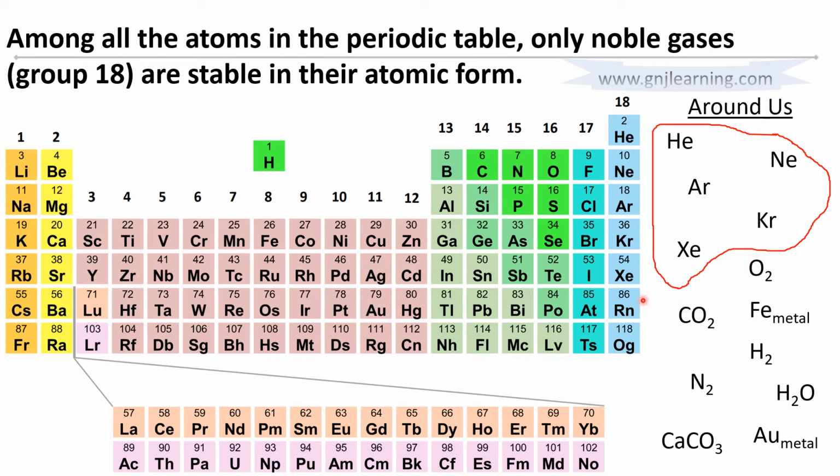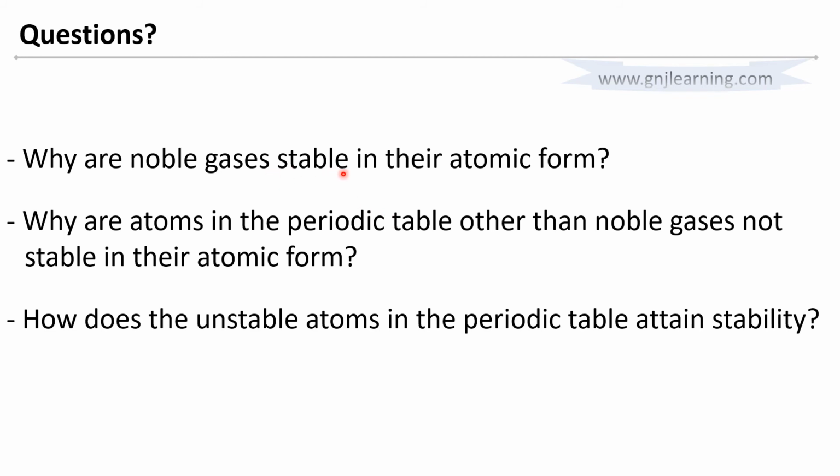So that means today's topic is about the stability of atoms. So why do noble gases have stability in their atomic form, whereas the rest of the atoms that you see, their atomic form is not stable, but their compounds are stable. So based on this, we have a few questions. Why are noble gases stable in their atomic form? So this is one thing that we need to find an answer for.